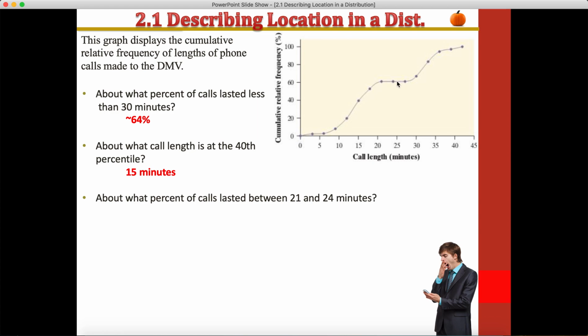Well, here's that section of the graph. I'm hoping you conclude not 60, not 60-ish even, but 0. Remember, this being an accumulation, having not changed or increased, implies that we haven't accumulated any more data points or any more phone calls between 21 and 24. In other words, it hasn't grown.